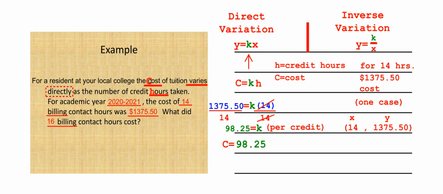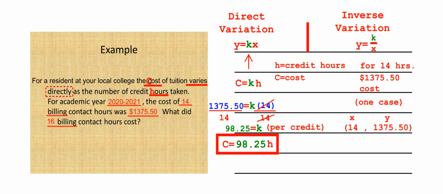So this gives us our final equation. C equals 98.25, which is the k value. And ideally, we hope it doesn't change within this year, so it's going to be constant at least for this year. So our equation, C equals 98.25 times H, would be our final equation. There we go, we got our final equation.